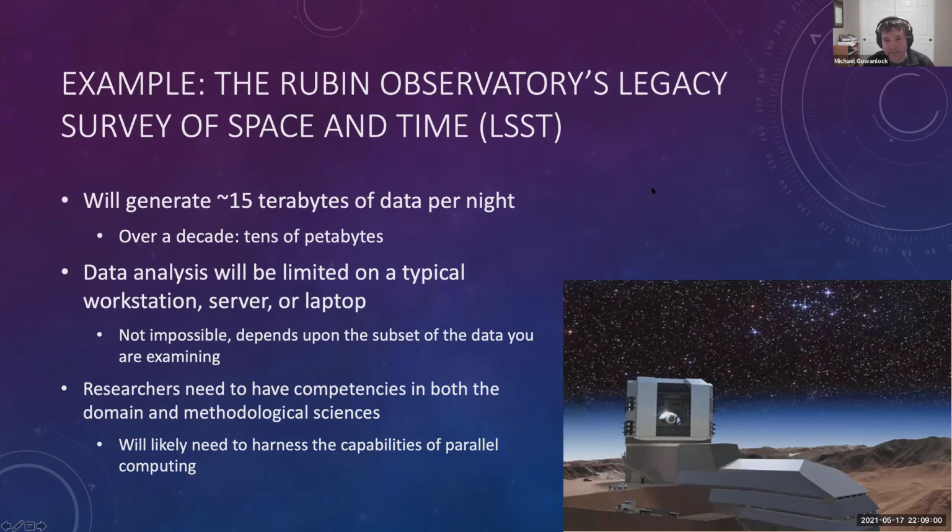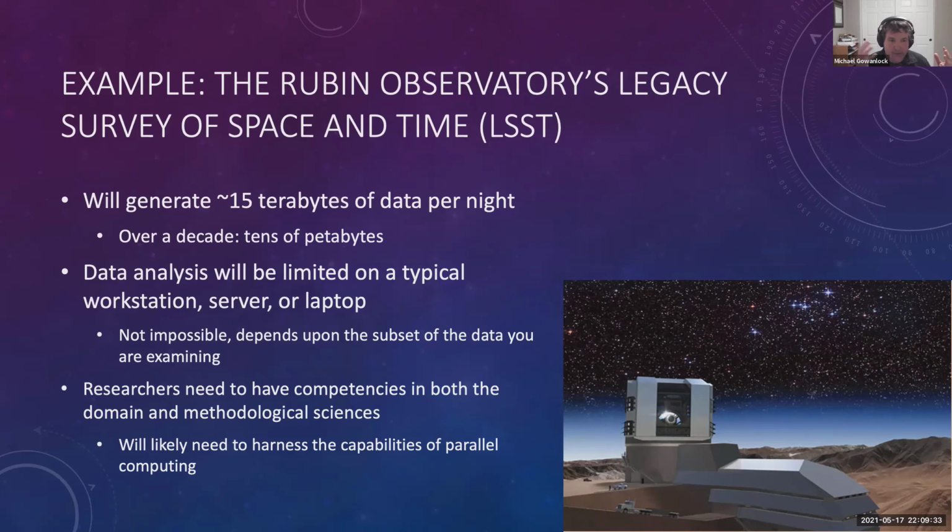And so the example that I give my students is that there's this new observatory coming online in Chile. The Rubin Observatory will be carrying out the Legacy Survey of Space and Time, and assuming no COVID setbacks, we'll have first light this year. And it's going to be generating about 15 terabytes of data per night and about tens of petabytes over the 10-year survey. And so that's a lot of data to deal with.